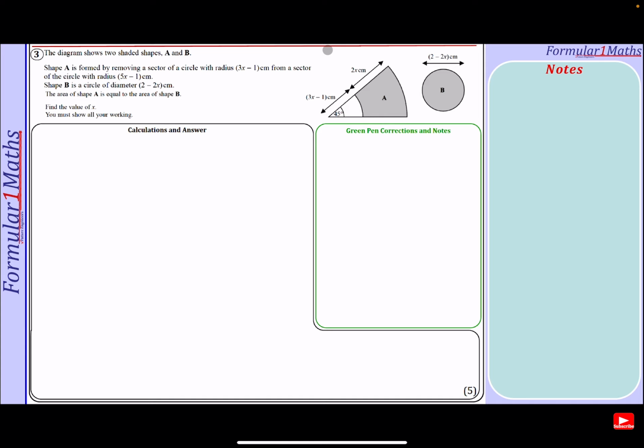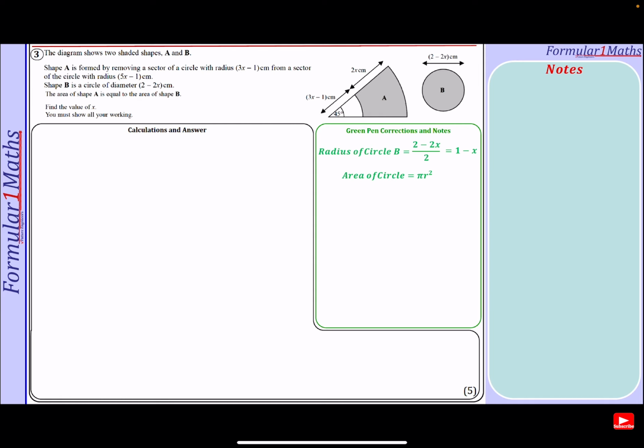Shape B is a circle of diameter 2 minus 2x centimeters. The area of shape A is equal to the area of shape B. Find the value of x. You must show all your working. First of all, we find the area of circle B. We know the diameter is 2 minus 2x, so we divide it by 2 to get the radius, which is 1 minus x.